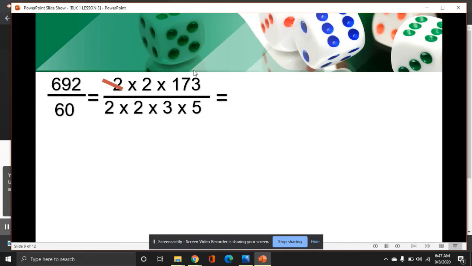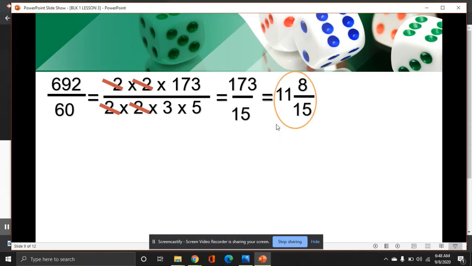Now, cancel out those numbers that are similar in your numerator and denominator. So the remaining is 173 over 3 times 5, that is 15. Is this our final answer? Not yet, because it's still an improper fraction. So we need to divide it: 173 divided by 15. Your answer is the answer to our letter B.